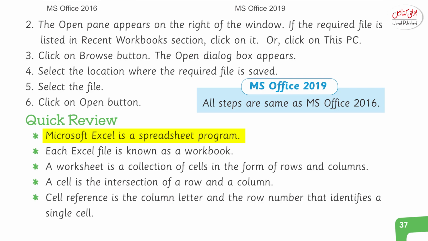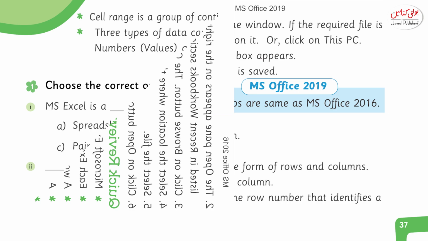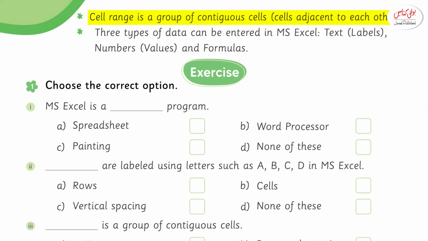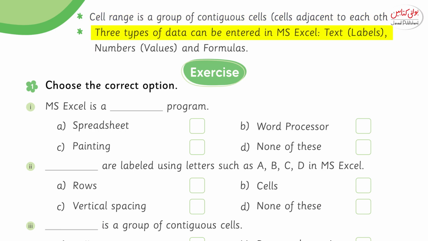Microsoft Excel is a spreadsheet program. Each Excel file is known as a workbook. A worksheet is a collection of cells in the form of rows and columns. A cell is the intersection of a row and a column. Cell reference is the column letter and the row number that identifies a single cell. Cell range is a group of contiguous cells or cells adjacent to each other. Three types of data can be entered in MS Excel: text, numbers and formulas.